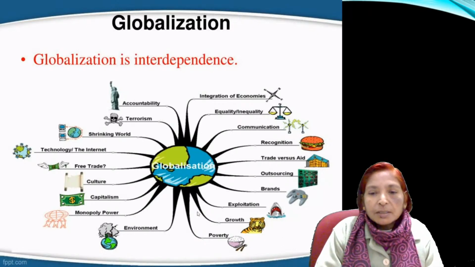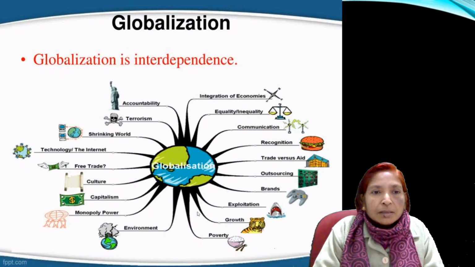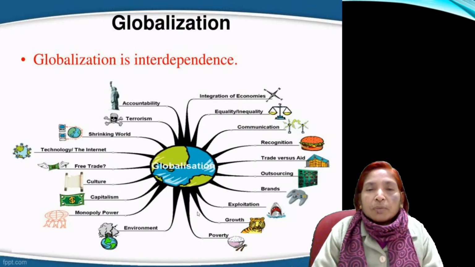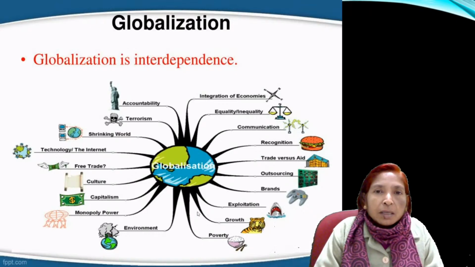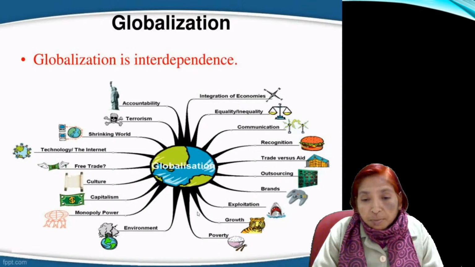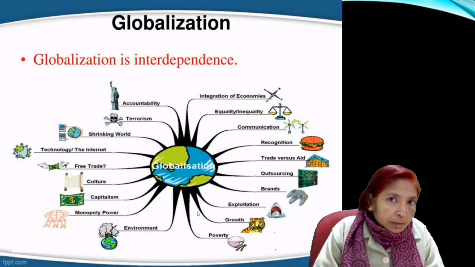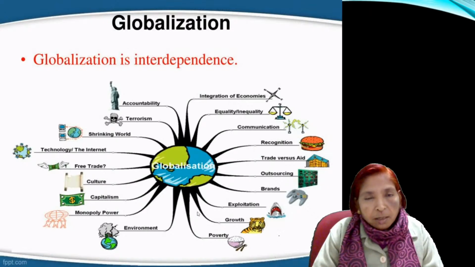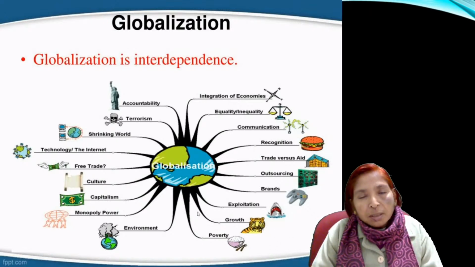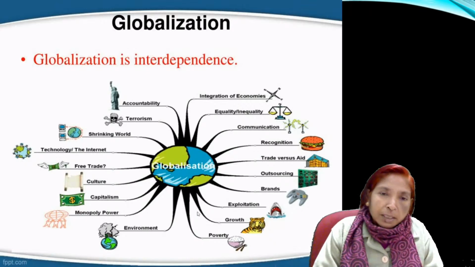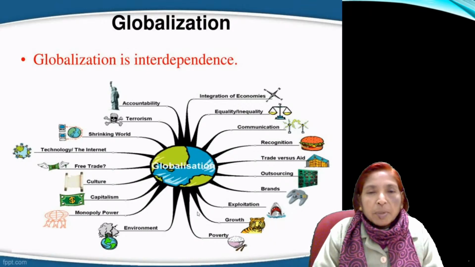So these are the different aspects, so we can say that globalization means interdependence. So many things and problems which exist in developing countries or least developed countries are dependent on developed countries. And for some other things, developed countries are also dependent on least developed and developing countries. So globalization is interdependence among all the countries, whether they are developed, developing, or underdeveloped.